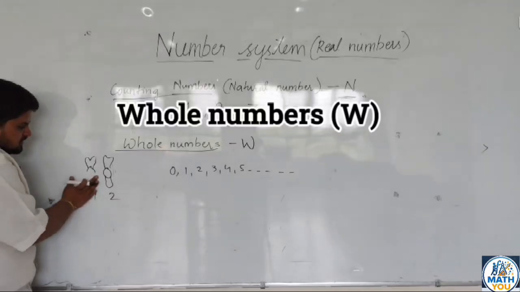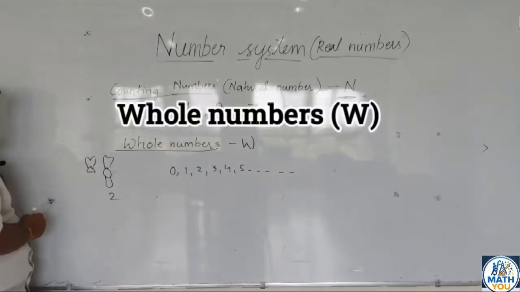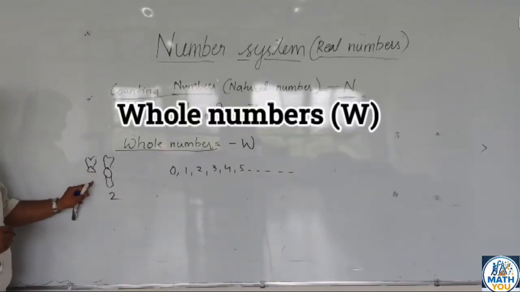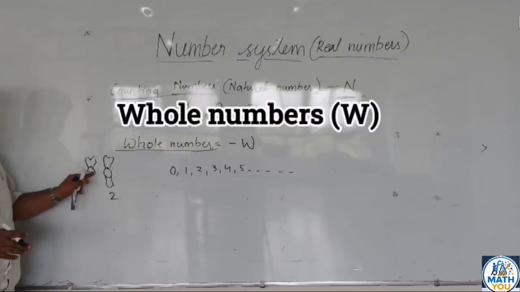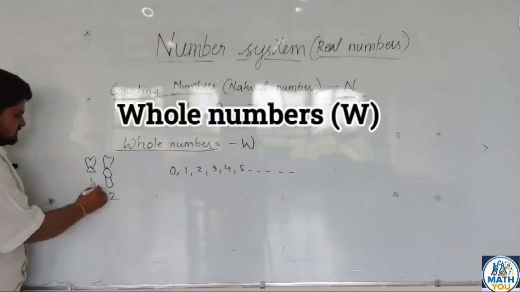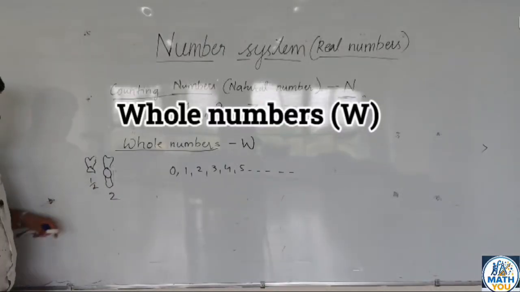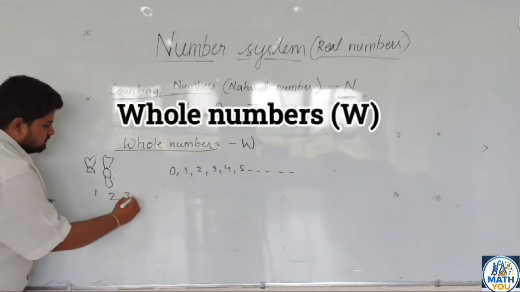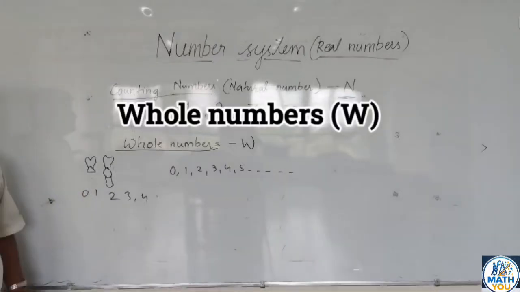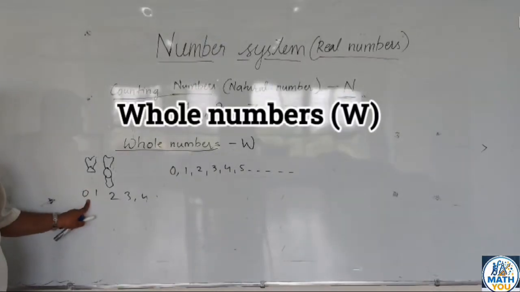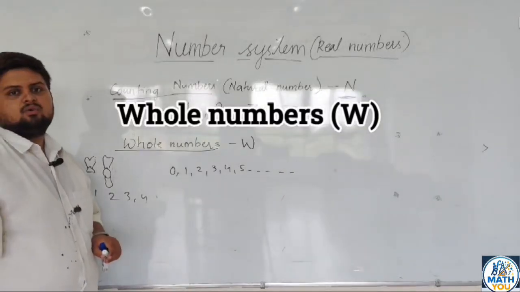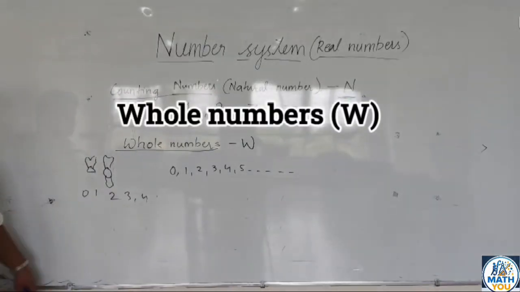If you are having half a chocolate, can I call this one full chocolate? No. This is half, so this is not representing the whole thing. Those numbers such as 1, 2, 3, 4, 0 only represent whole things. This 0 represents the nothingness of a whole. So these numbers were called whole numbers.